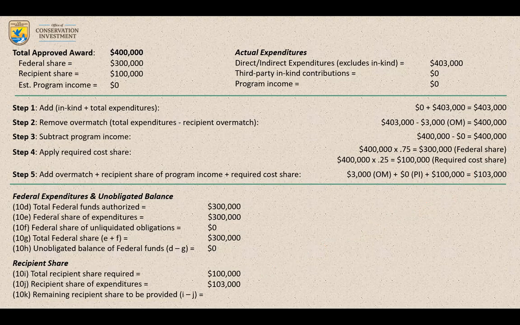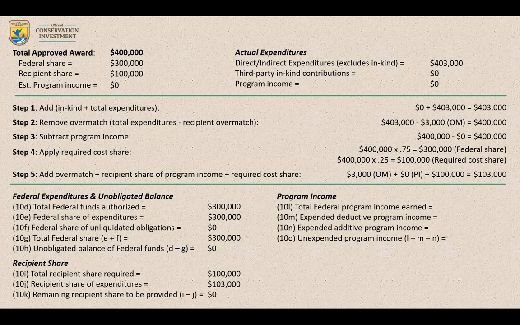Field 10K represents the remaining recipient share to be provided. This amount is determined by subtracting the value in 10J from the value in 10I. The remaining recipient share is 0, although the straight calculation may indicate a value of -$3,000. In either case, this indicates that no additional recipient share needs to be provided.